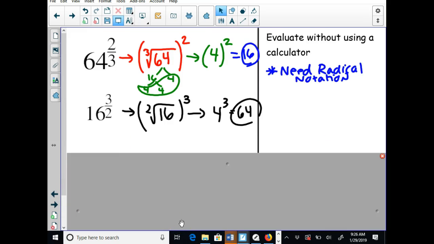And then finally, we talked about evaluating without using a calculator, and that's where we want to put it in radical notation. We then want to prime factor and either look for a group of 3 if it's a cube root, or a group of 2 if it's a square root. We found out that the cube root of 64 is 4. That's the inside here, and then we need to raise it to the second power. 4 to the second power is 16.